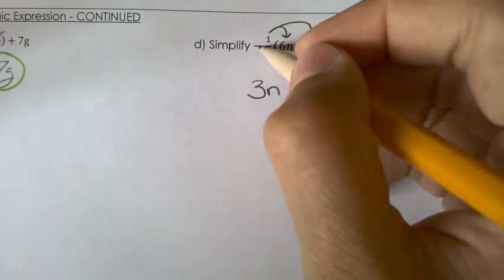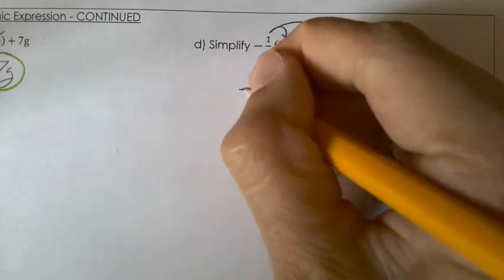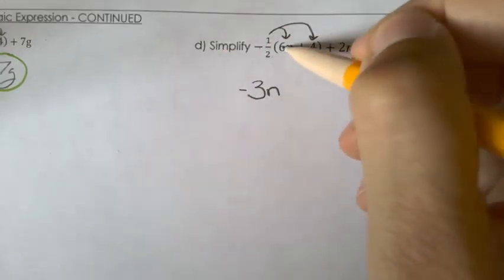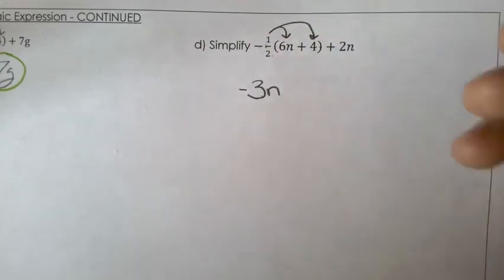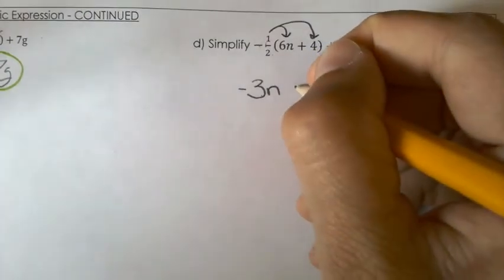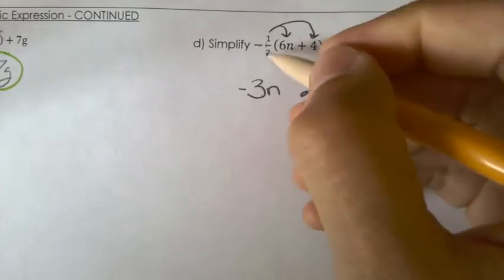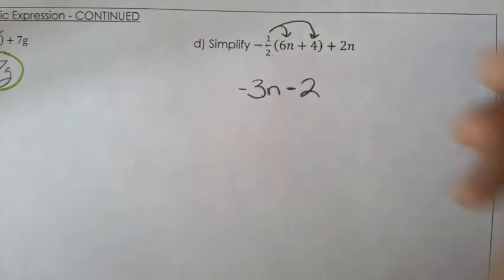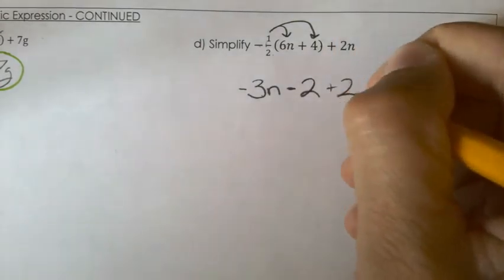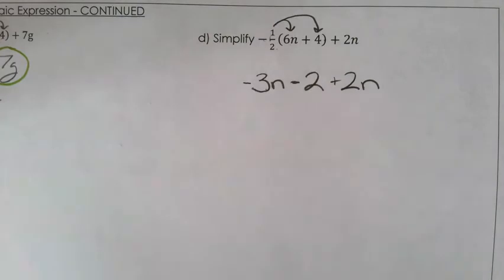But remember, we want the negative half. So it's going to be a -3n because a negative multiplied by a positive is a negative there. -1/2 multiplied by 4. Half of 4 is 2, and this is a negative multiplied by positive, so it's going to be a -2. And then we bring down our +2n. Now we can find our like terms.